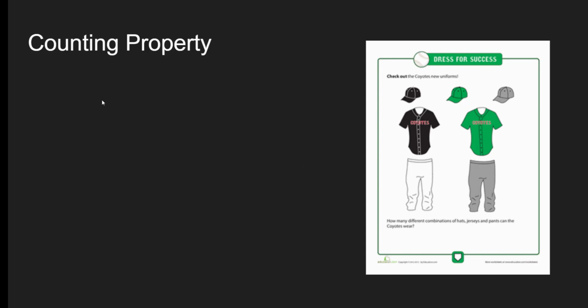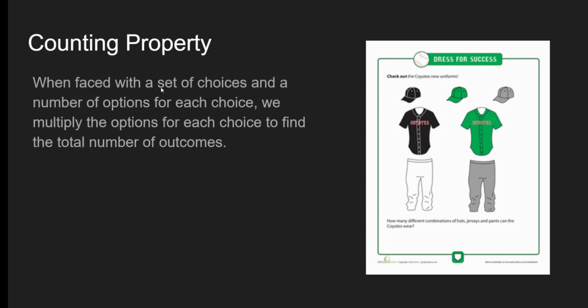So we'll work with some problems using the counting property. The counting property says that when you are faced with a set of choices, and for each choice you have a number of different options, then to determine the total number of outcomes possible, you're going to multiply the options for each choice that you must make.